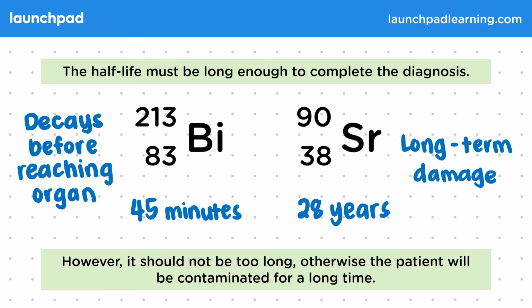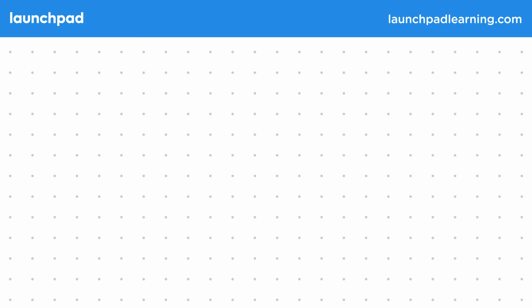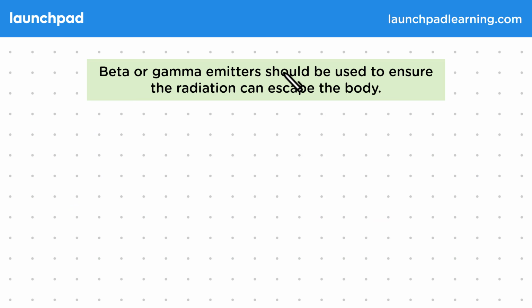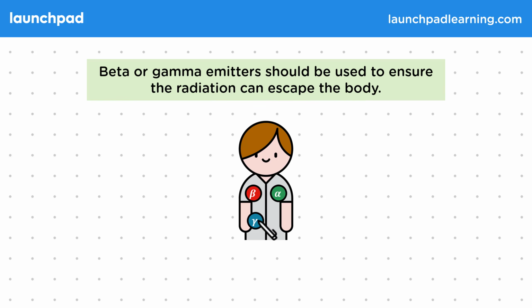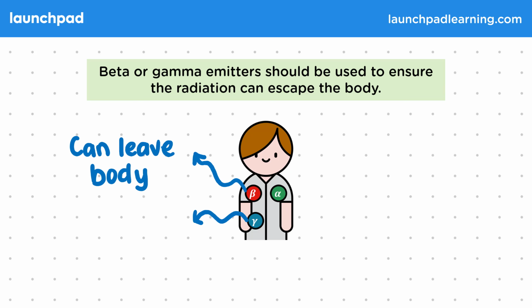You don't need to memorise the properties of these isotopes, but let's have a look at what type of radiation we should be using. Beta or gamma emitters should be used to ensure the radiation can escape the body. So remember that alpha, beta and gamma are different types of radiation, each with different ionising and penetration abilities. Beta or gamma could both escape the body as they can pass through tissue.